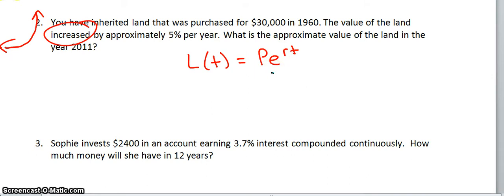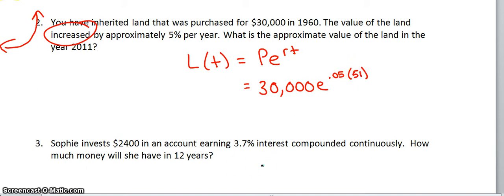Now we're going to plug in what we know. P is my initial amount, which is the value of the land when you started, $30,000, because that's what it was purchased for. So that's where it began, $30,000. Now we know our rate is 5%, but I want to write that as a decimal, so 0.05. And our time we actually have to calculate. How many years are there between 2011 and 1960? The answer is 51.